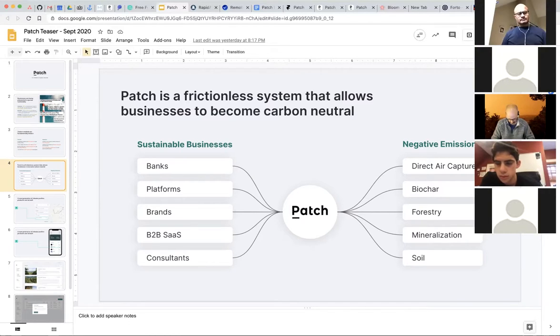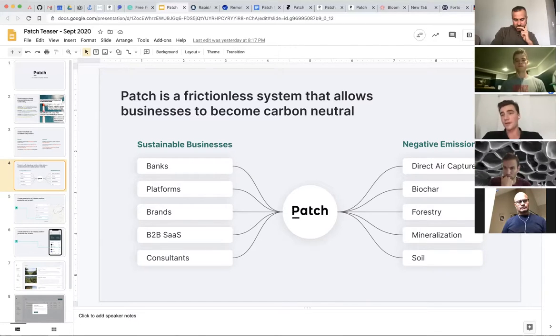Yeah, totally. So there's a couple of options on what that looks like, but essentially there's a dashboard where you can load all of your inventory into Patch.